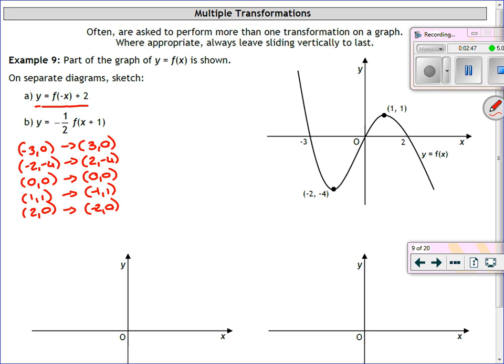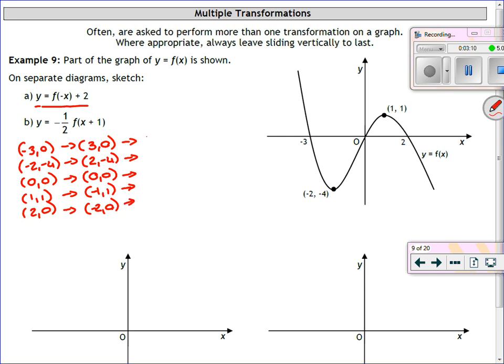Then the next transformation we're going to do is, from that flip, we're then going to add 2 to it. So we're going to move the graph vertically by 2. It's outside the bracket, so it's going to affect the y. We keep x the same. So I'm going to now add 2 to each of these coordinates, and that will give me the final graph.